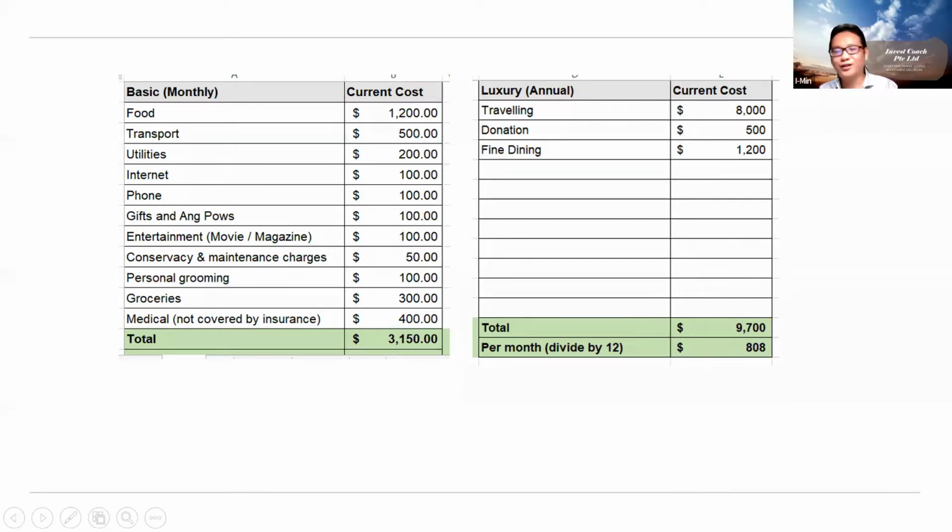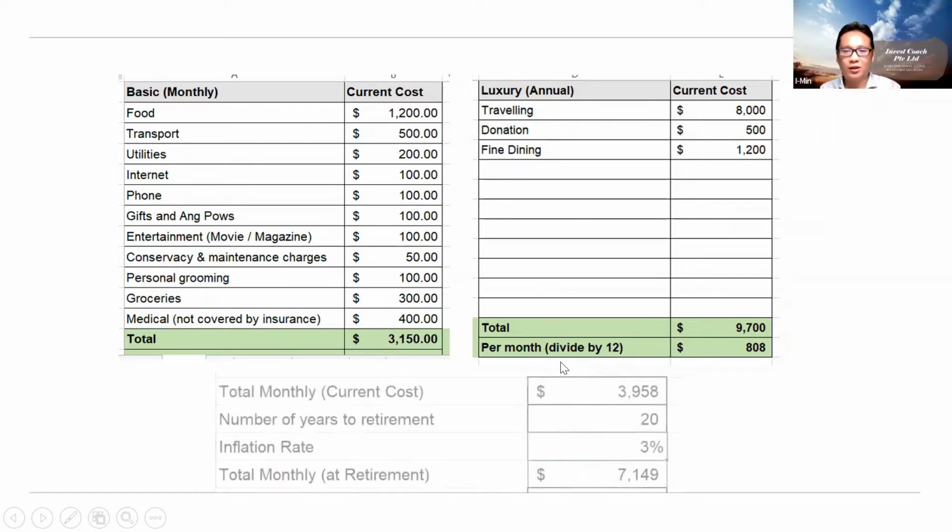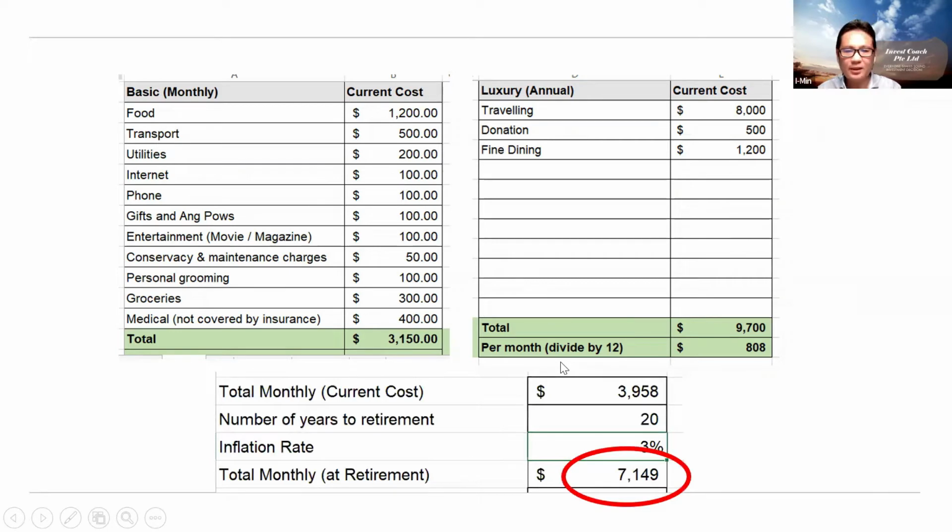And of course, we cannot just survive. We definitely need some luxury items. We need to travel. Would be good if I can do some donations. And yes, would be nice if I can go fine dining now and then. That will probably cost me about an additional $800 per month to sustain my current lifestyle. Okay, so I just did my maths. For me to survive, or for me to lead my lifestyle today, I need about $4,000 per month.